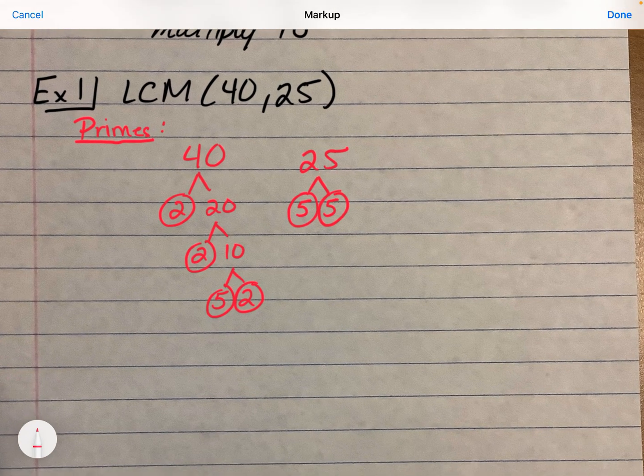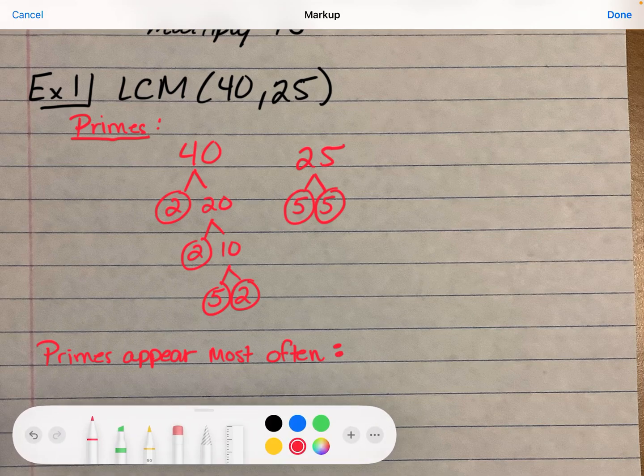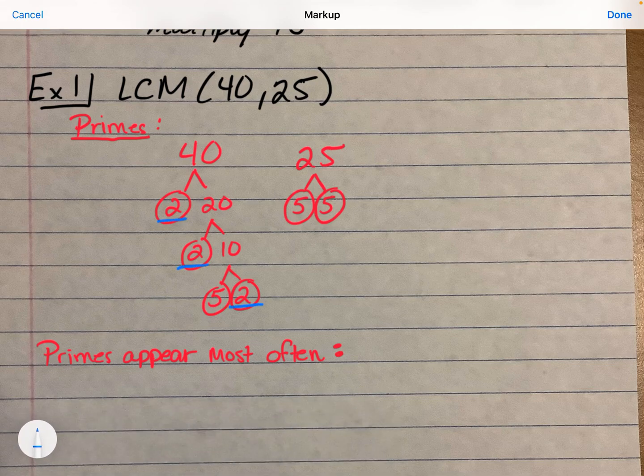Now we're going to make our list. We want to multiply together the primes that appear the most often in either number. If they appear the same number of times in both, then we'll just take that amount of times in one of them. So for example, in 40, there are 3 2's. There's no 2's in 25, which means they appear more often in 40, which is 3 times, so we'll take 3 2's. 2 times 2 times 2.